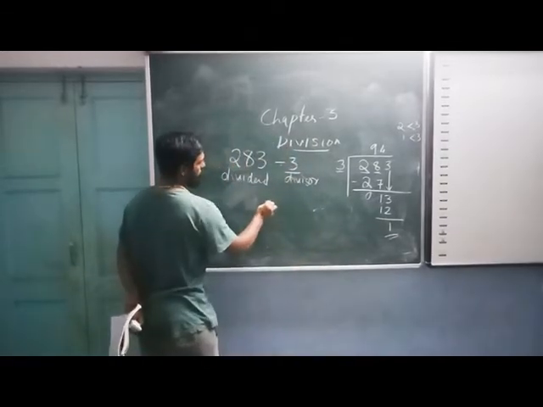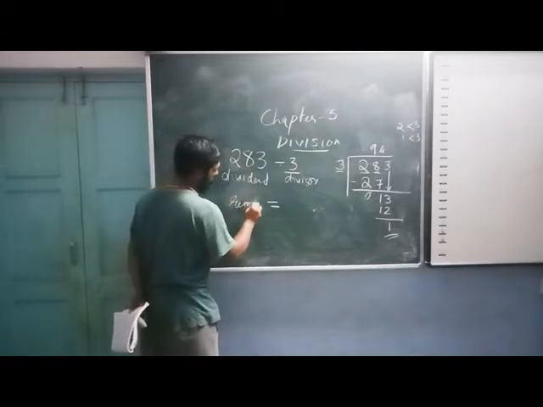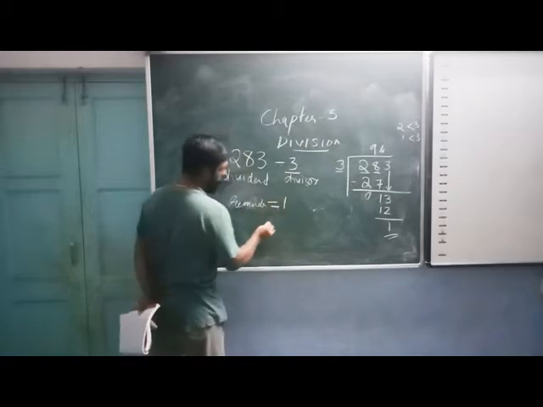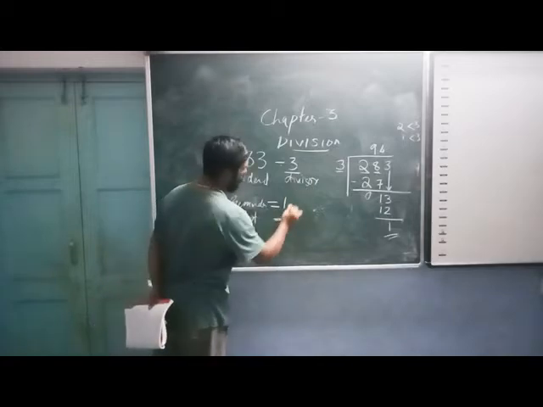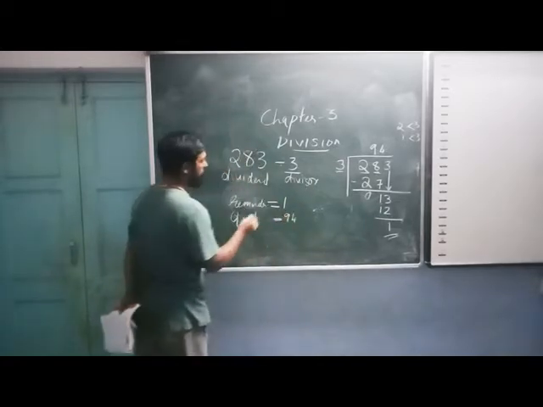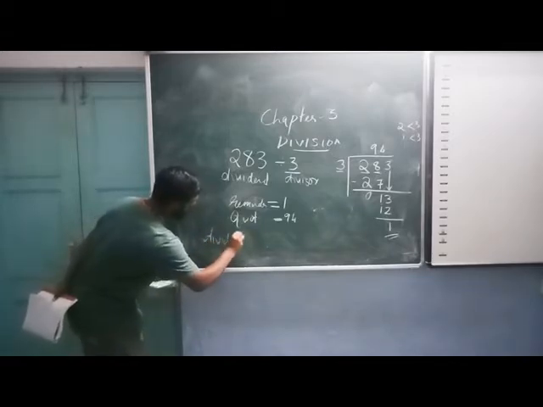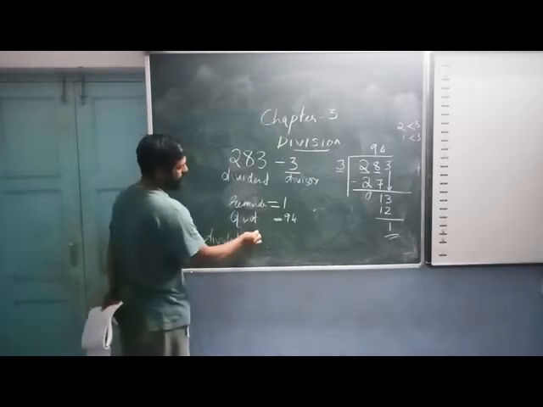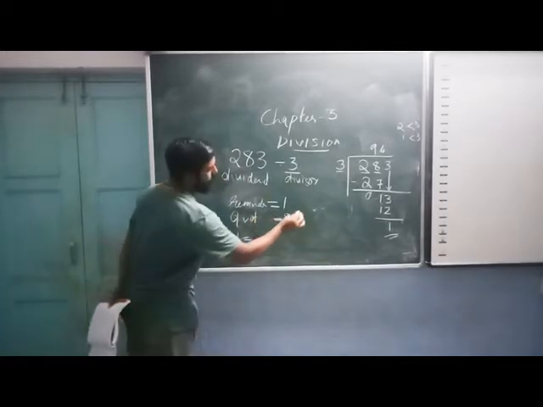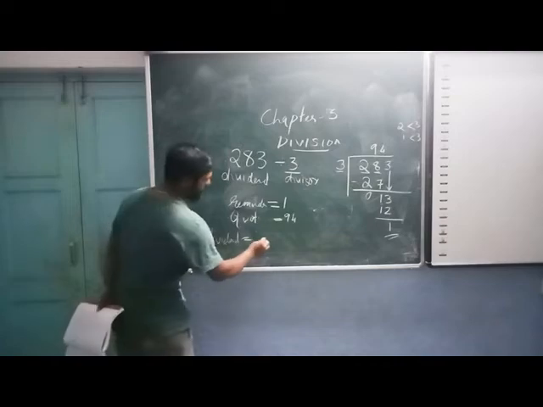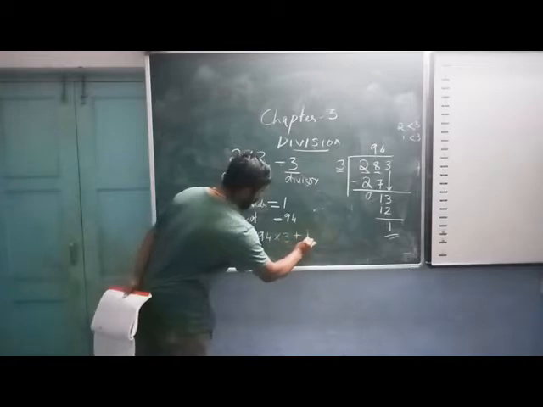So now what do we have? We have the remainder, which is 1, and we have the quotient. The quotient is 94. We know that dividend is equal to quotient into divisor plus remainder. So what is your quotient here? Quotient is 94 into 3 plus 1.